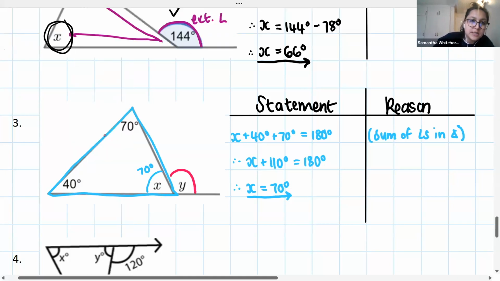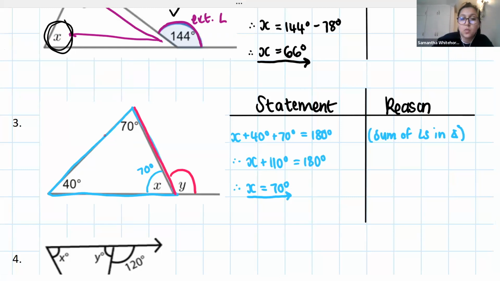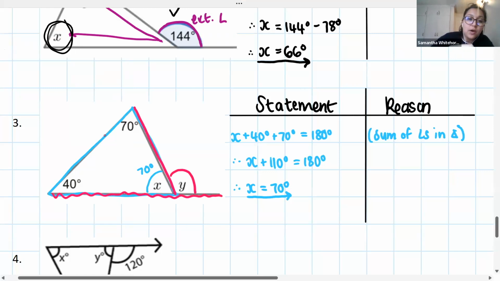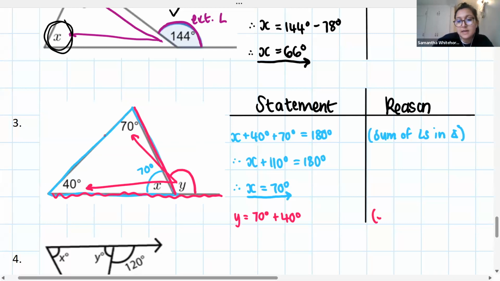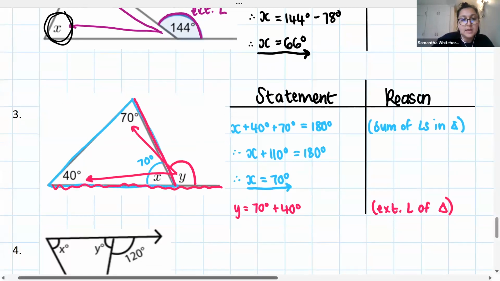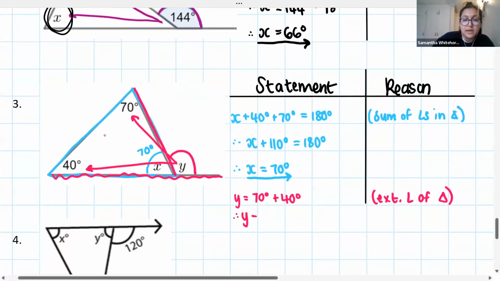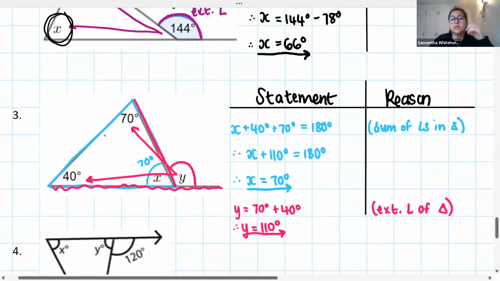Okay, so now if I look at y, again, look at where it is in this picture, what relationship it does have. We can see that it is the angle formed between one side of my triangle and an extension of one of my sides. And so what that means is that because it's an exterior angle, it is equal to the 2 opposite interior angles. So angle y is equal to 70 degrees plus 40 degrees. And that is because of exterior angle of triangle. We just add those two together and we get 110 degrees.